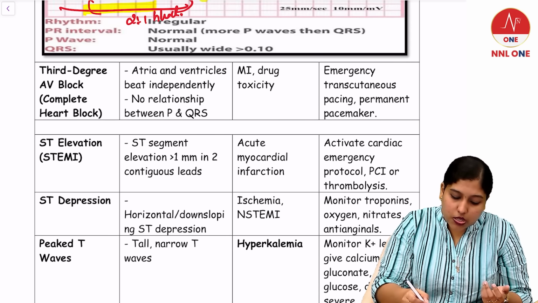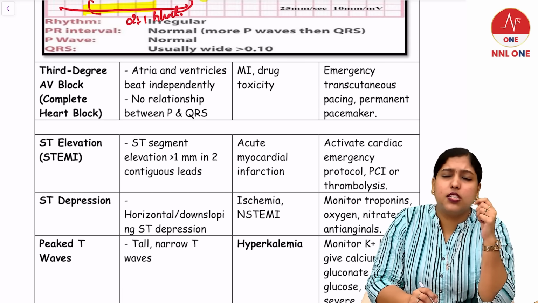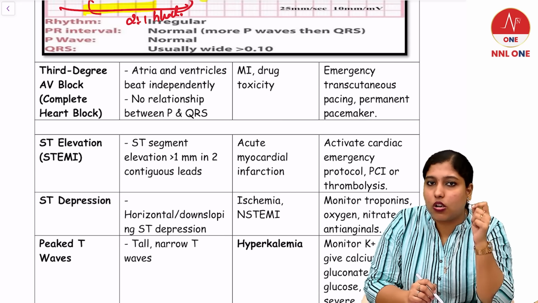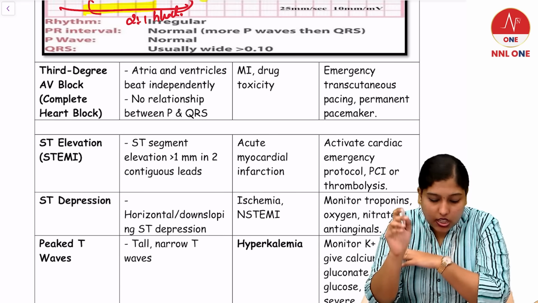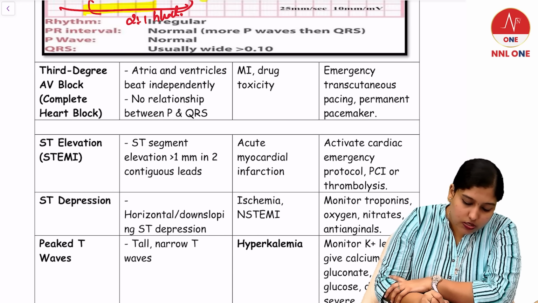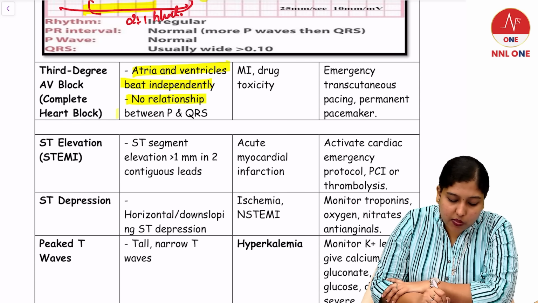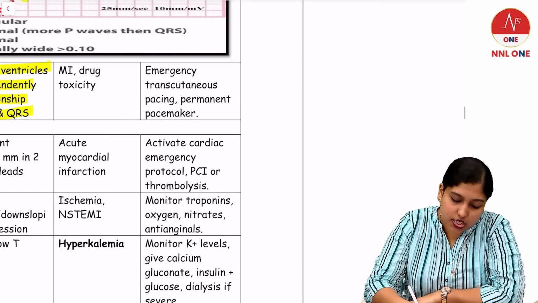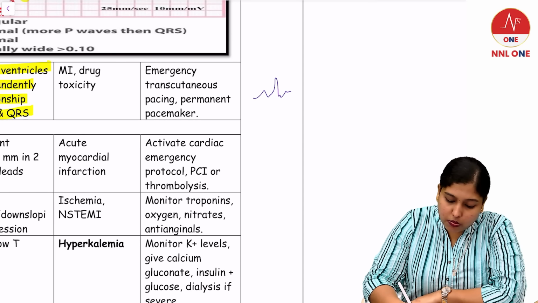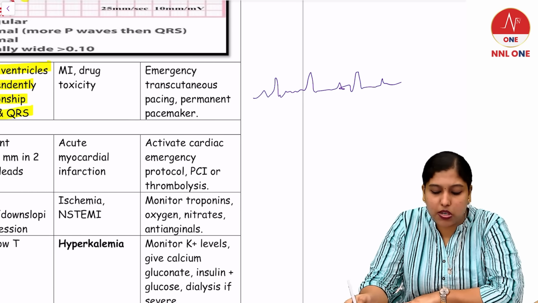So that is termed as your third degree heart block or complete heart block, where the conduction system has completely failed and it is causing atria to contract on one side and ventricle to contract on the other side. The key point you have to notice: atria and ventricle beat independently and there will be no relationship between the P wave and the QRS complex, which means there will be a P wave and no QRS, and a P wave, no QRS. The rhythm will be like that.